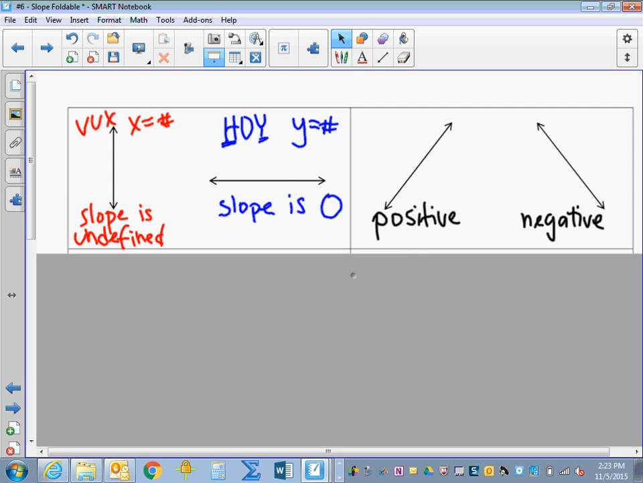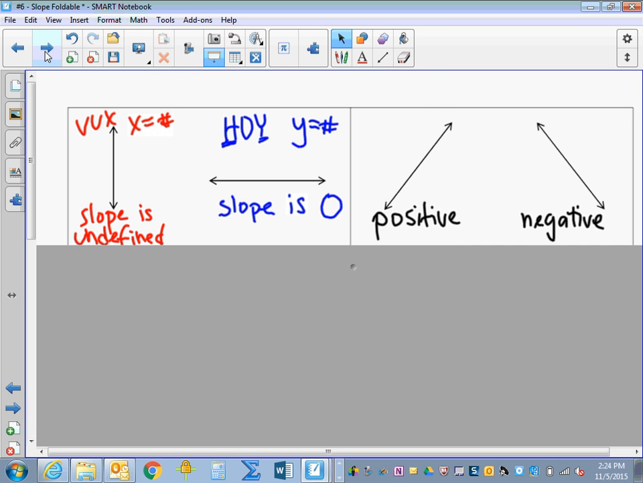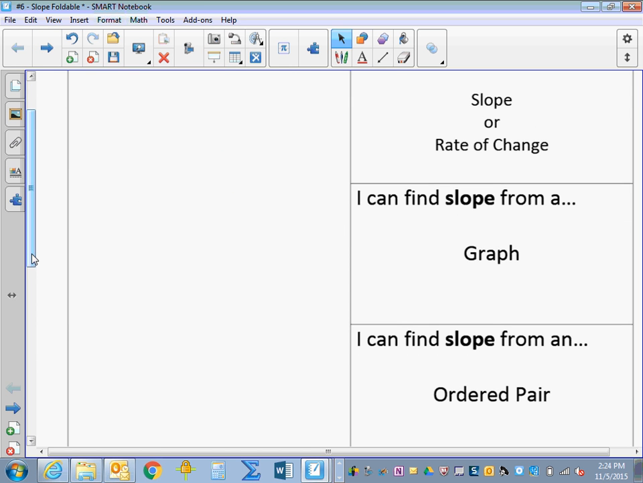All right, next up, we're going to talk about how we find slope. We just talked about what slope is. Positive, negative, zero, and undefined. Now we're going to talk about how we can find slope from a graph. So that's our next slide. So when we're given that graph, how do we find our slope?